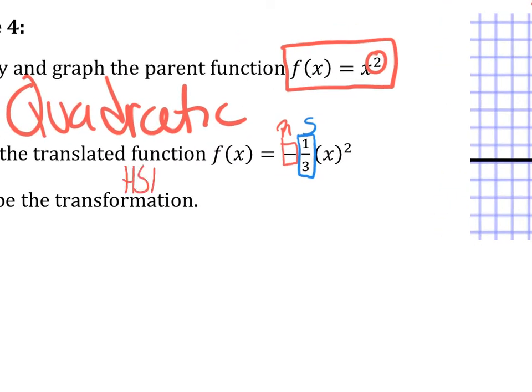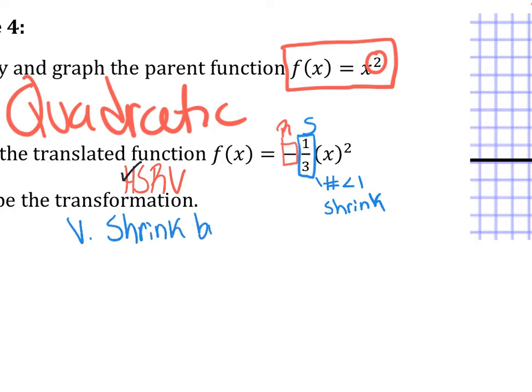Okay, so we go in our HSRV order. There's no h. So S is next. 1/3 is a number that's less than 1. So this is a shrink. So vertical shrink by 1/3, or you can say by 3, as long as you have the word shrink. Then the reflection of the negative sign is on the outside, which means we reflect over the x.